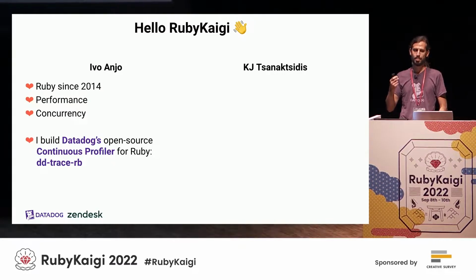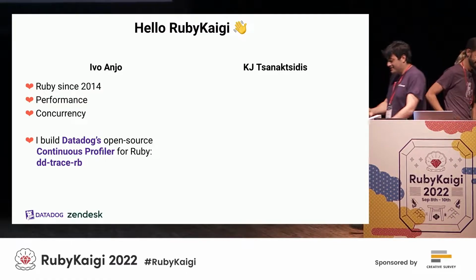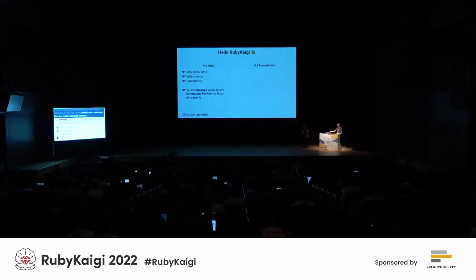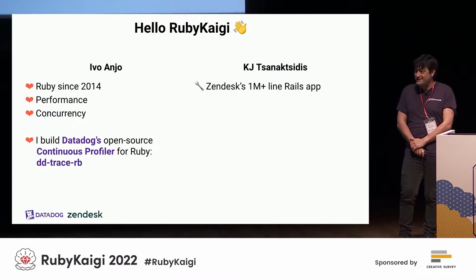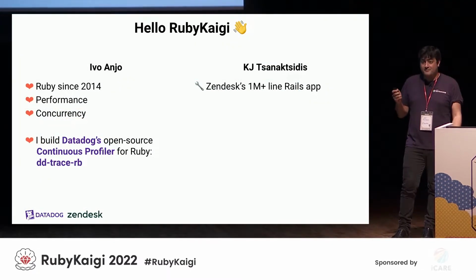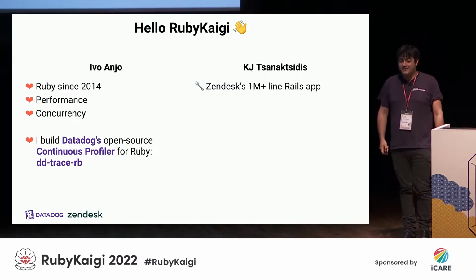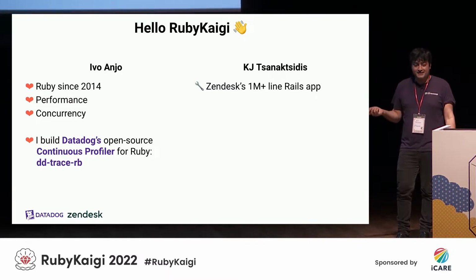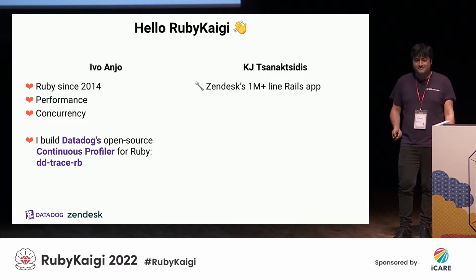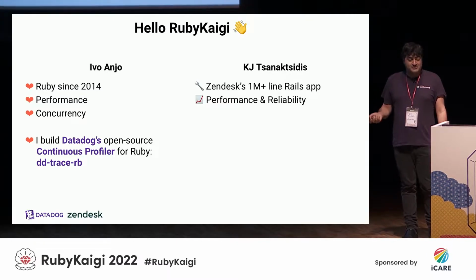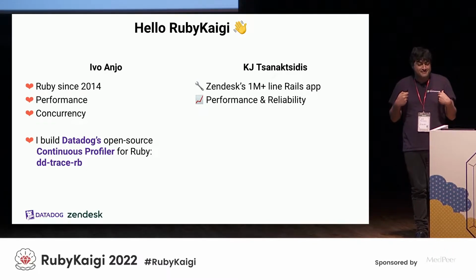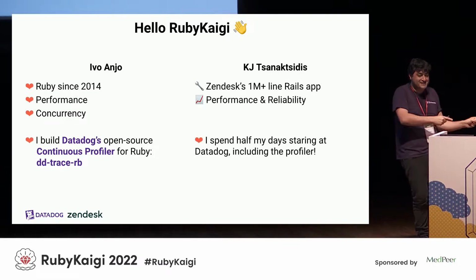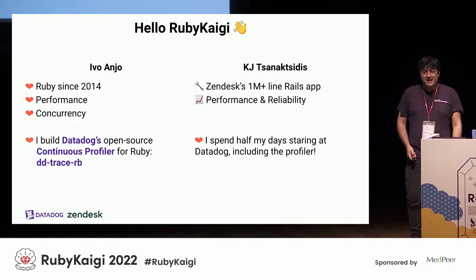the DD Trace gem. And my name is KJ. I work at Zendesk on our 1 million line Rails application. I'm relatively new to Ruby, so I only started on our Rails app at the end of last year. I'm focused on the performance and reliability aspects of the monolith, and that means I spend lots of my time looking at the profilers that he builds, which is how we came to be introduced.